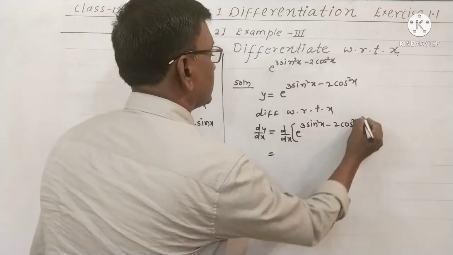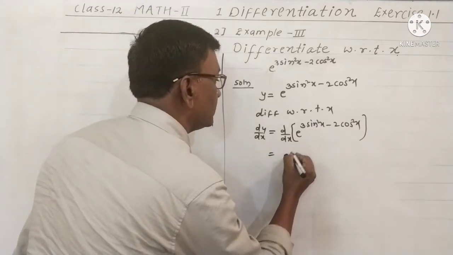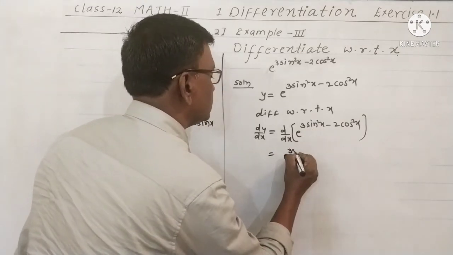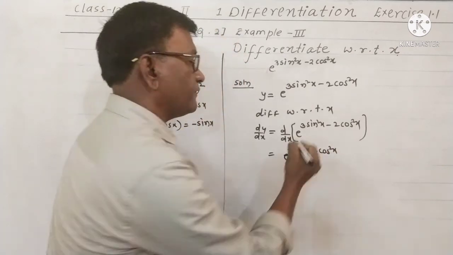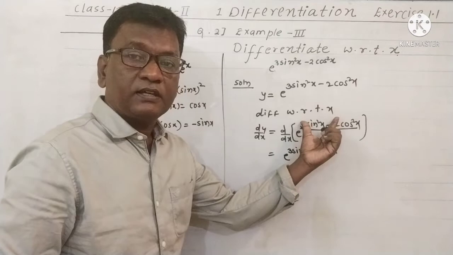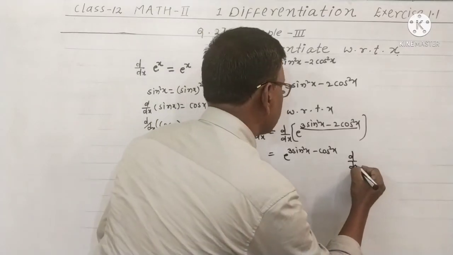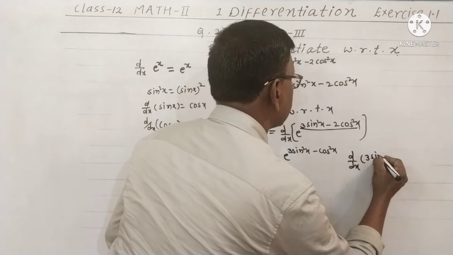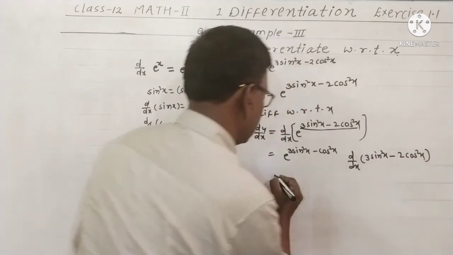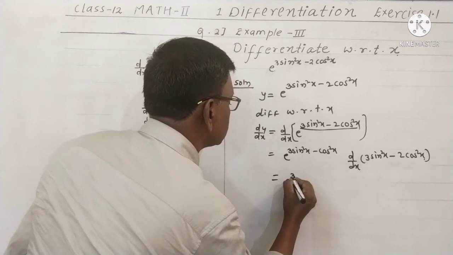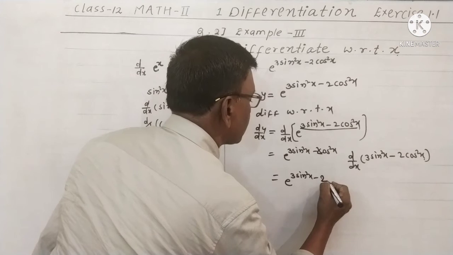We have the formula: derivative of e raised to x is equal to e raised to x. So the derivative of e raised to 3 sin square x minus 2 cos square x is e raised to 3 sin square x minus 2 cos square x, as instead of x, here the function is changed. Then take the derivative of the changed function, 3 sin square x minus 2 cos square x. So here is e raised to 3 sin square x minus 2 cos square x.